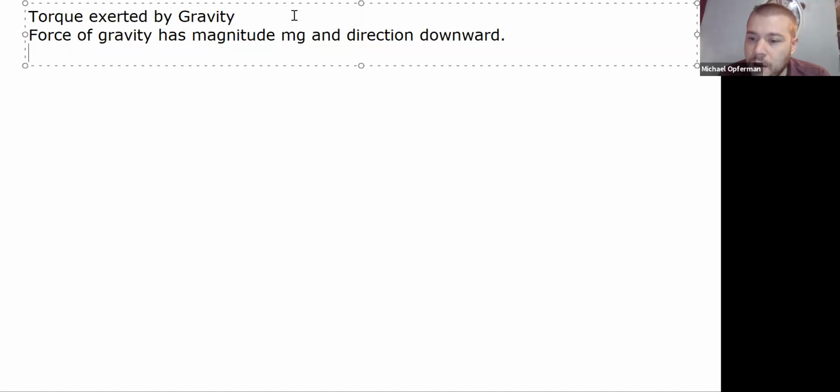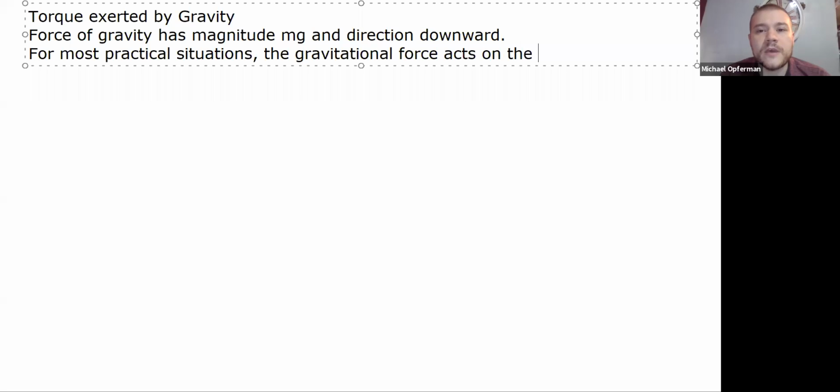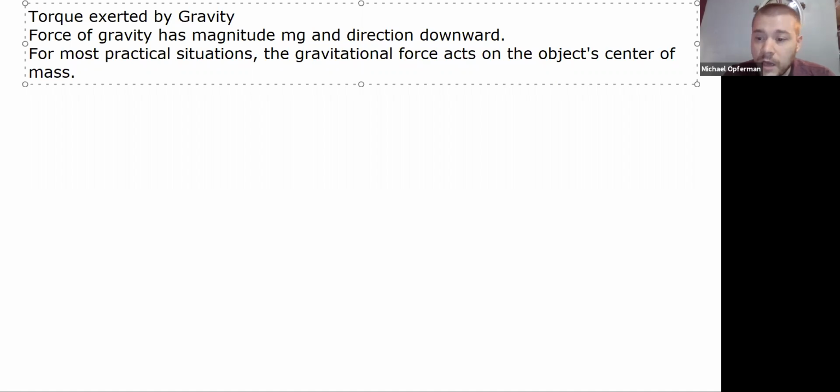But where on the object does the gravitational force act? That is the current question. And the answer is, well, let's say it this way. For most practical situations, including everything we're going to do in this course, the gravitational force acts on the object's center of mass. So you can always treat the gravitational force like it's acting on the object's center.